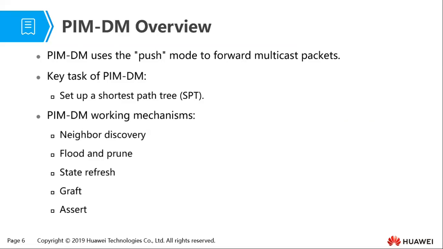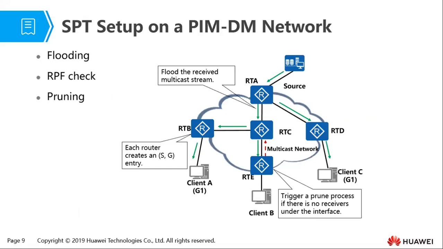Now let's look at the other processes. We have a process called flooding. So what is flooding? When it comes to flooding, as we've said, PIM-DM assumes that everyone in the network, that all hosts on a network, are ready to receive multicast data. So really, when a router receives multicast data, it simply forwards it to the other routers.